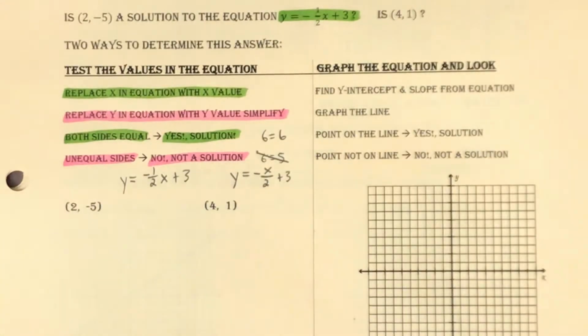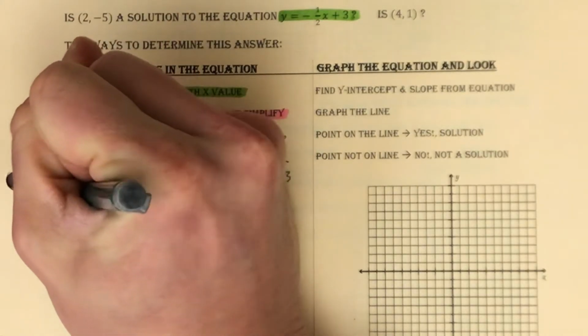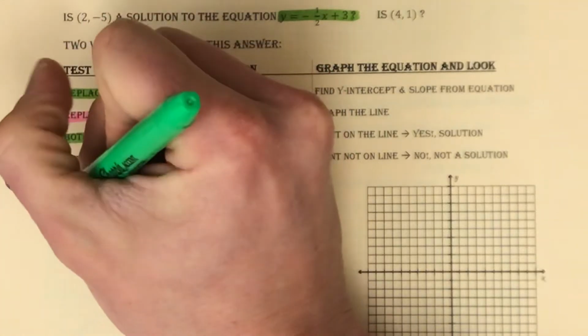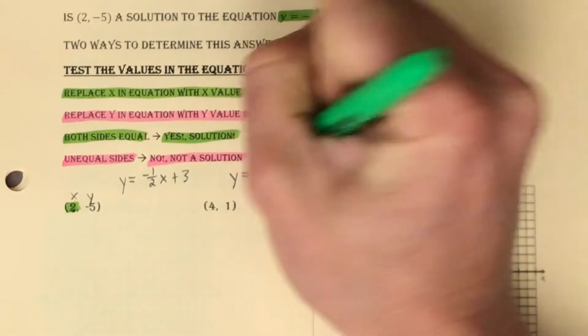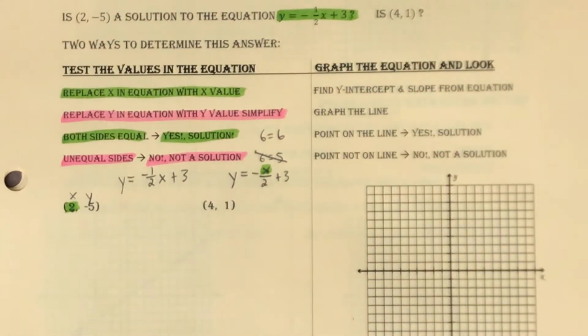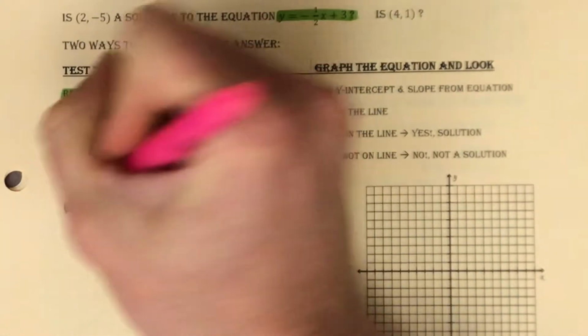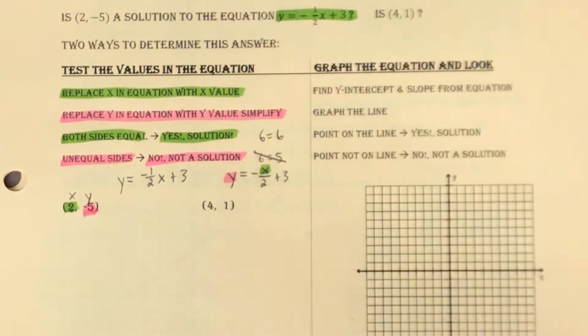Now you could do it the other way, and that's fine, whatever works best for you. Again, with ordered pairs, remember that these are x and y values, so I'm going to call the 2 x and the -5 y. I'm going to plug those into the appropriate spots. I'm going to plug the 2 in for the x, up here, and I'm going to plug the -5 in for the y over here.